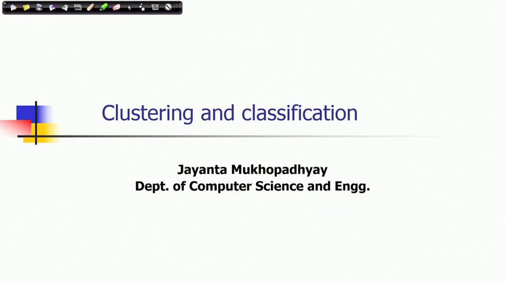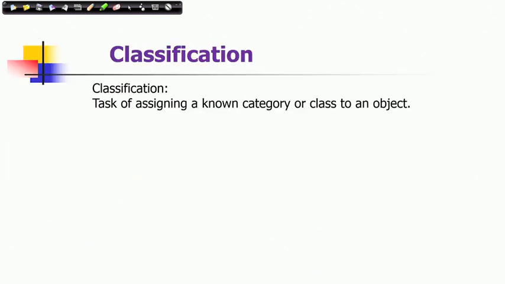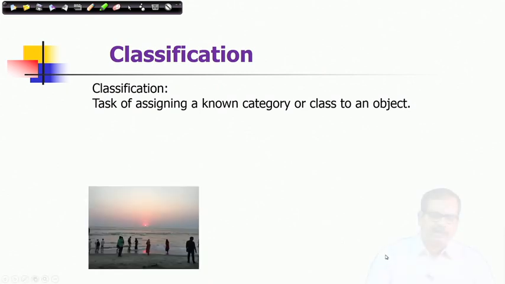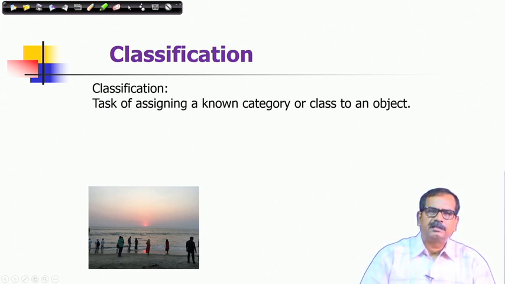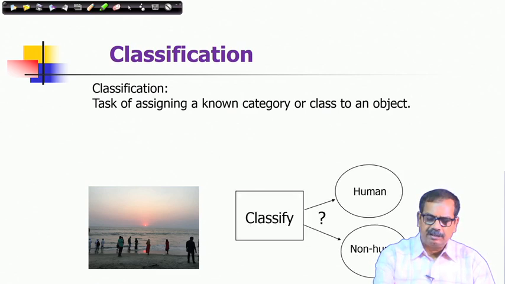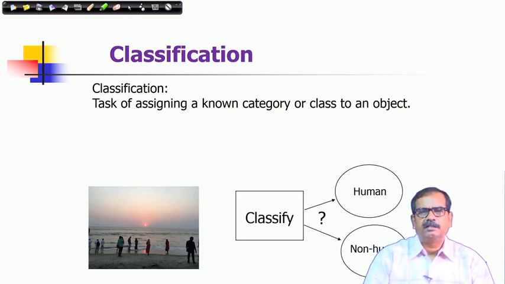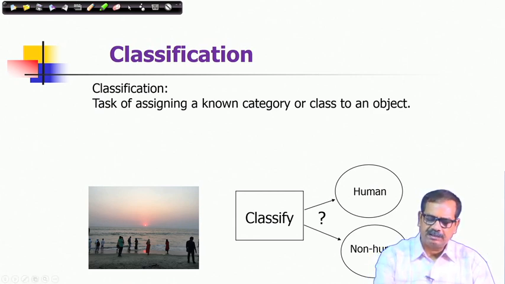We start a new topic in this course, and that is on clustering and classification. Classification is the task of assigning a known category or class to an object. For example, you take this image and you are asked to classify which regions contain a human, and whether it is human or non-human. So, this is a classification task.